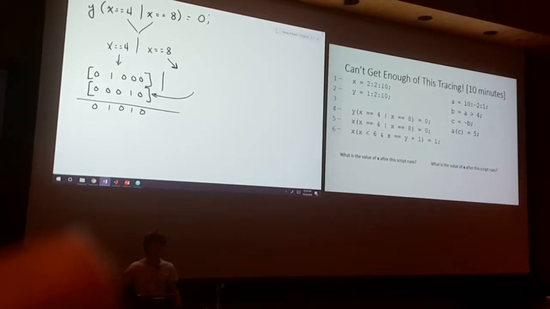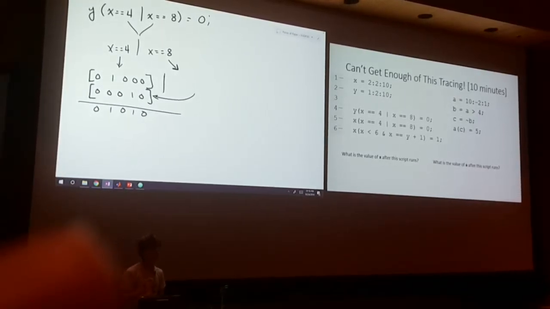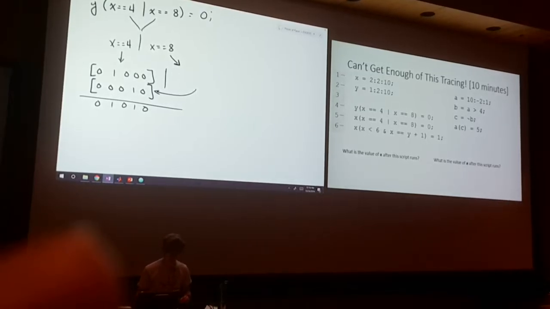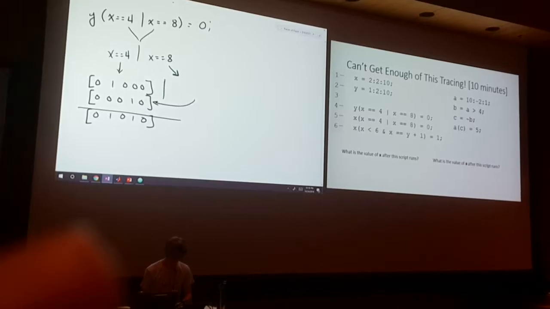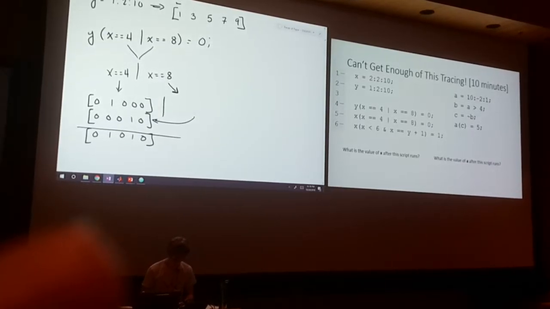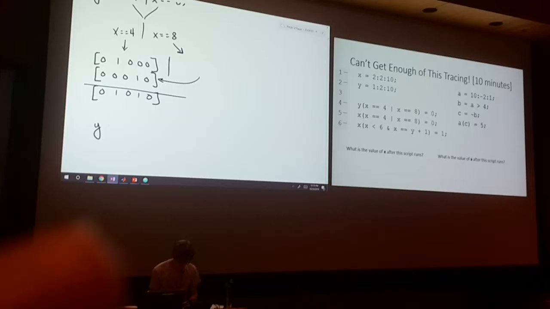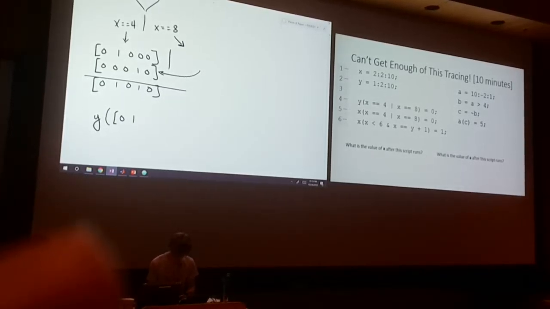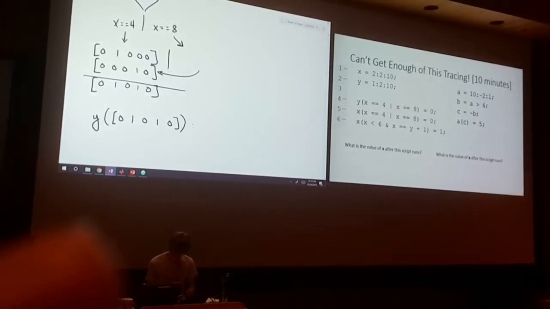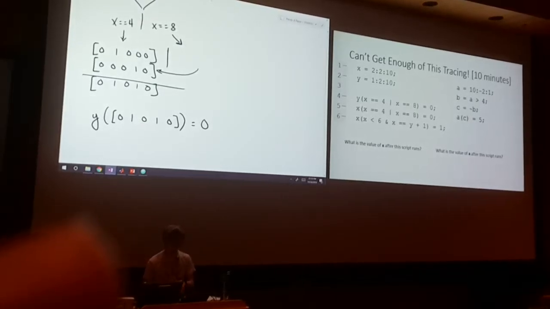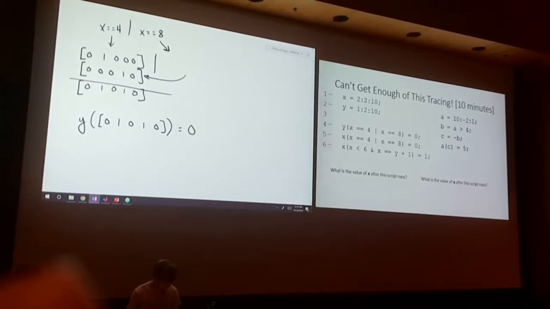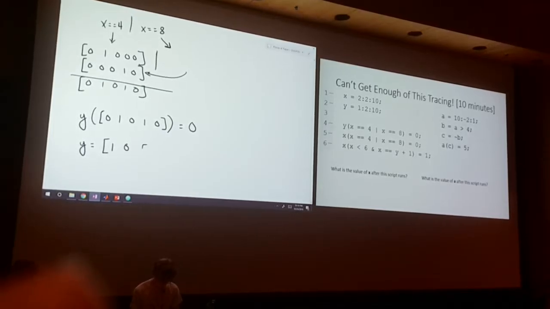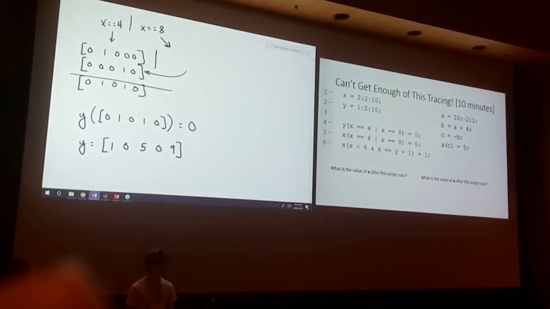Okay? Again, refer to the truth tables for this if the rules don't make sense intuitively. After using them enough, they'll start making sense intuitively. So, what we're saying is put this logic matrix into y here. So, we're going to rewrite this as y of 0, 1, 0, 1, 0 is equal to 0, which means set y at all the places where there is a 1 in this vector equal to 0, which means that y becomes 1, 0, 5, 0, 9. Okay?